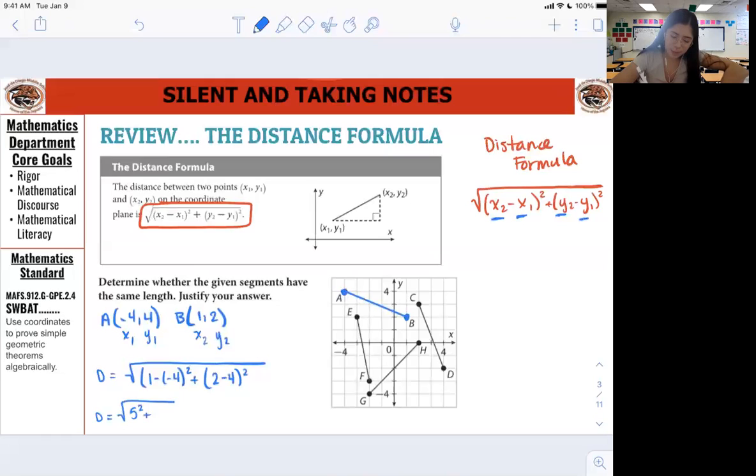So I have 5 squared plus -2 squared. 5 squared is 25. And what's -2 squared? 4. 25 plus 4 is 29. So I'm looking for the square root of 29. Now you can use your calculators for this. So go ahead, calculators out. What is it? 5.38516, whatever. Say that one more time again. Sorry, I didn't hear it.